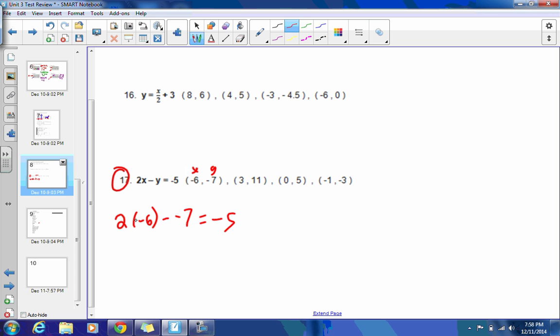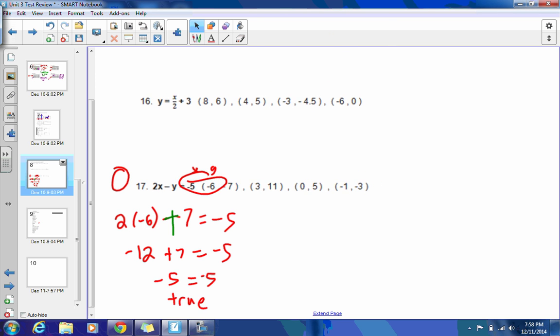Alright, so this would be -12, and those 2 minuses make one big plus. -12 plus 7 equals -5. And if you can do your math correctly, -12 plus 7 is -5, so -5 equals -5. So this one's good. We'll circle that one. That's a true statement.